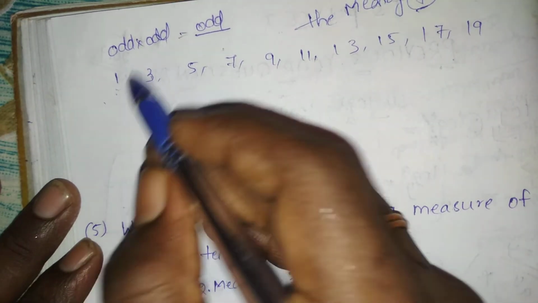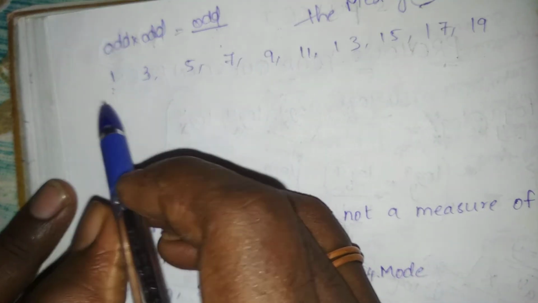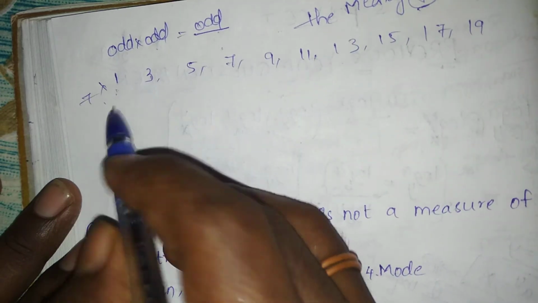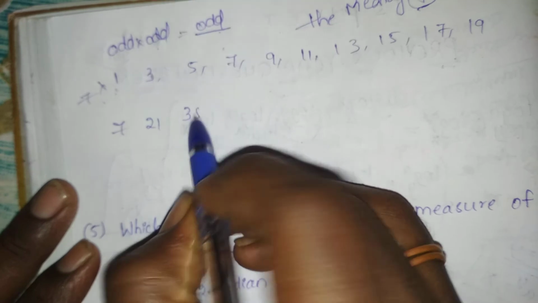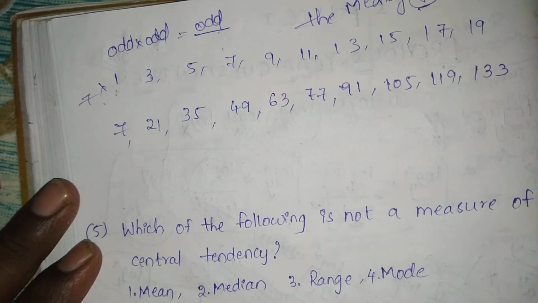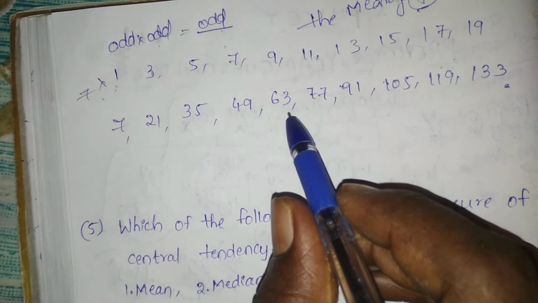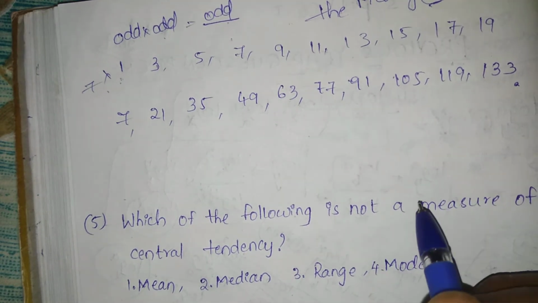So when odd is multiplied with odd, we get odd. I am multiplying the 7 with all the terms: 7 ones are 7, 7 threes are 21, 7 fives are 35, 49, 63, 77, 91, 105, 119, 133.